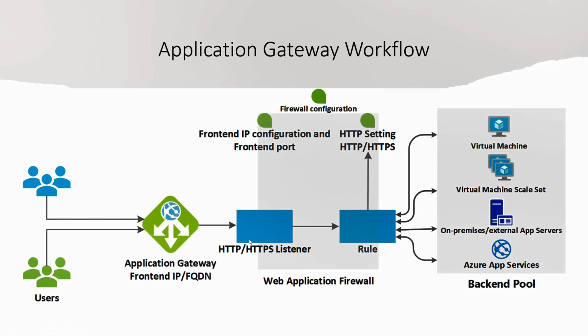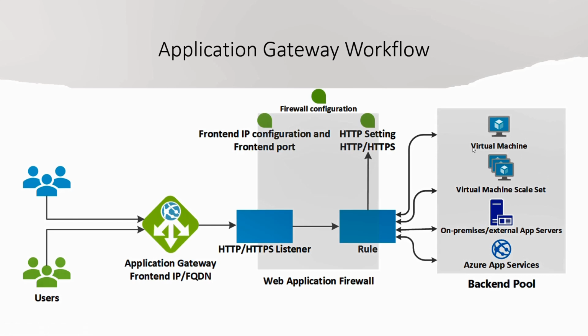Listener is created for the public IP and it has the routing rule attached to it. So then the traffic goes to the routing rule and the routing rule defines which backend pool or which backend server the traffic should go to. So it can be multiple virtual machine scale sets, on-prem or different app servers or Azure App Services.